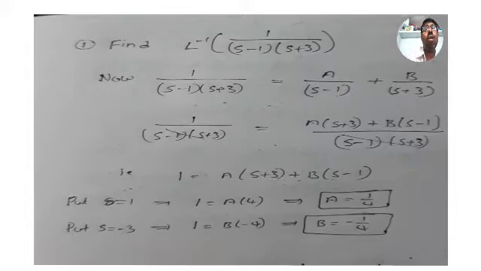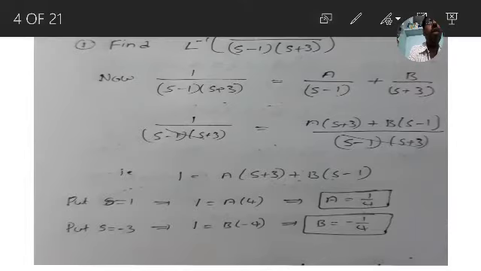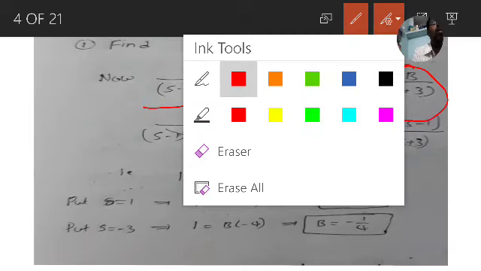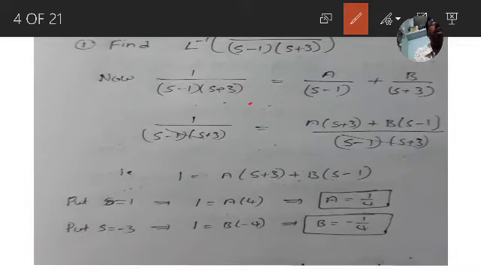Now 1 by (s minus 1) into (s plus 3). In the denominator we have two linear factors, the product of s minus 1 and s plus 3. So for s minus 1 you write A by (s minus 1), and for s plus 3 you write B by (s plus 3). For two linear factors you write A by and B by separately. Now taking the LCM, which is (s minus 1) into (s plus 3), we get A into (s plus 3) plus B into (s minus 1).